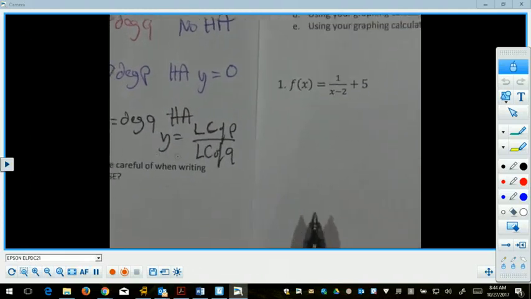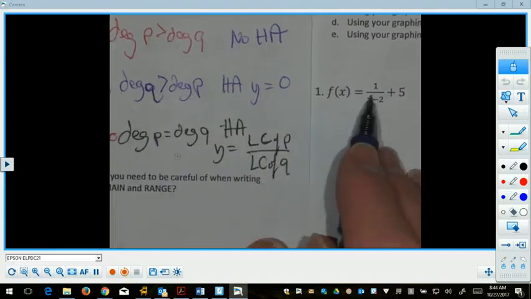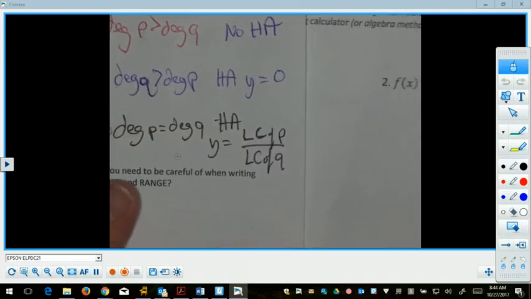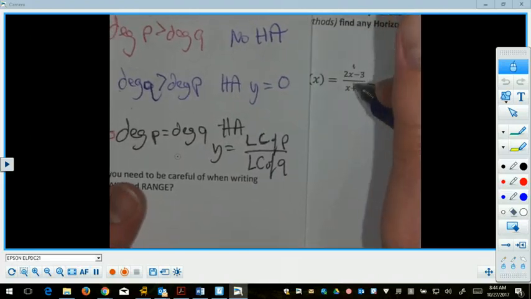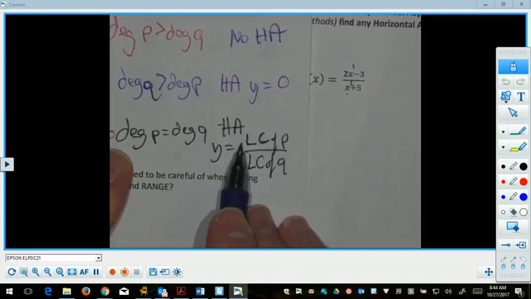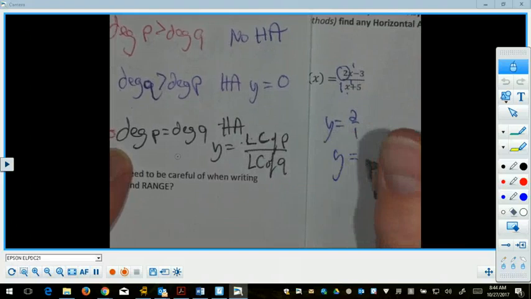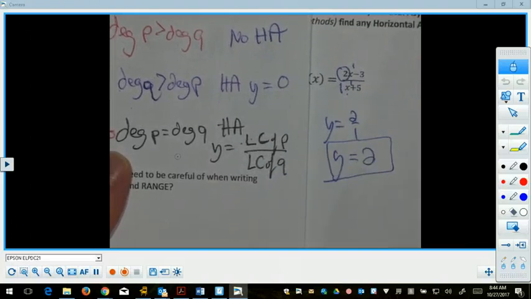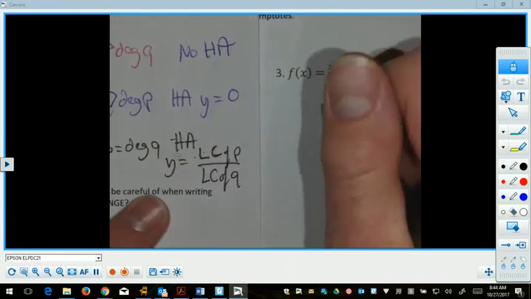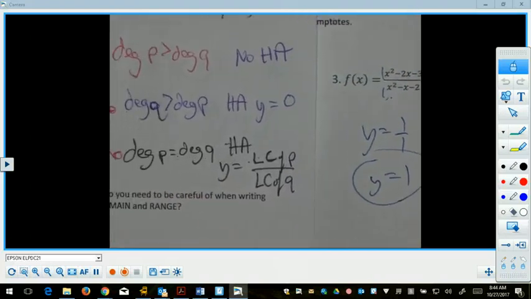So that's our rules. If you look back at our graphs, this first one, the degree of the bottom is bigger. See, degree of Q is bigger. Our horizontal asymptote for that one was y equals 0. For number 2, the degrees were the same. X to the first, x to the first for the numerator and the denominator. When they're the same, I have to do the lead coefficient of the top over the lead coefficient of the bottom. So it was y equals 2 over 1, which gave us our y equals 2 horizontal asymptote. And then on number 3, they were also the same. This was y equals 1 over 1. So y equals 1 was the horizontal asymptote.